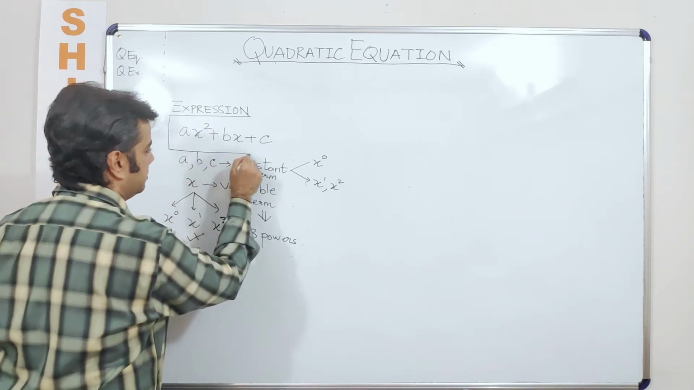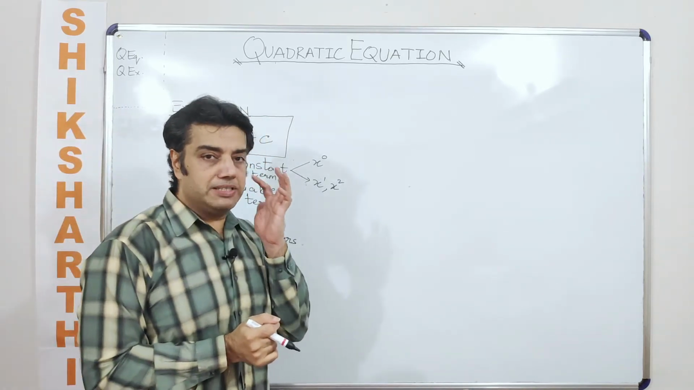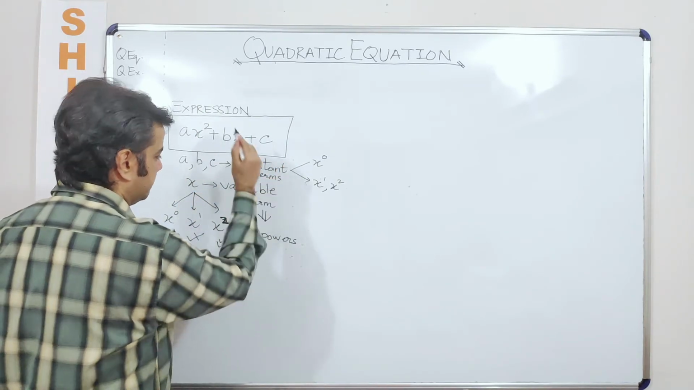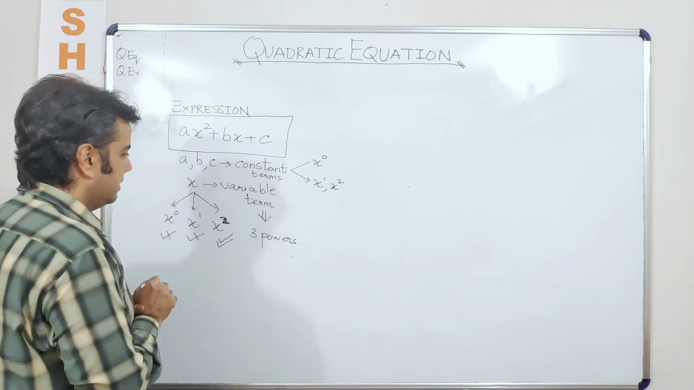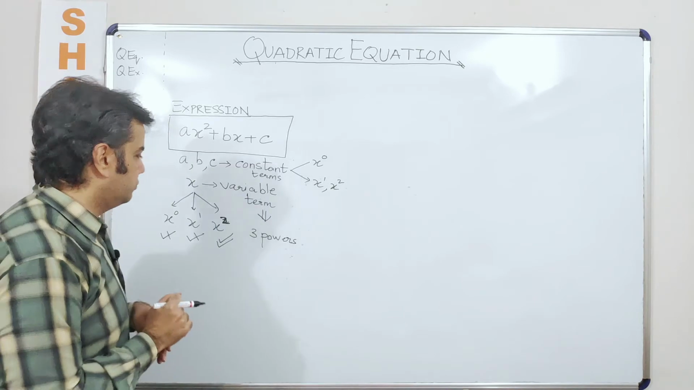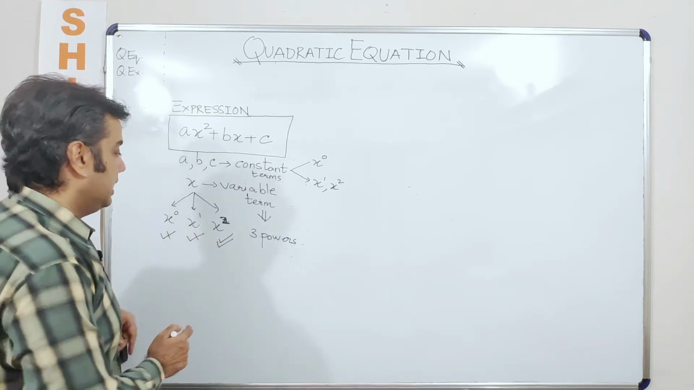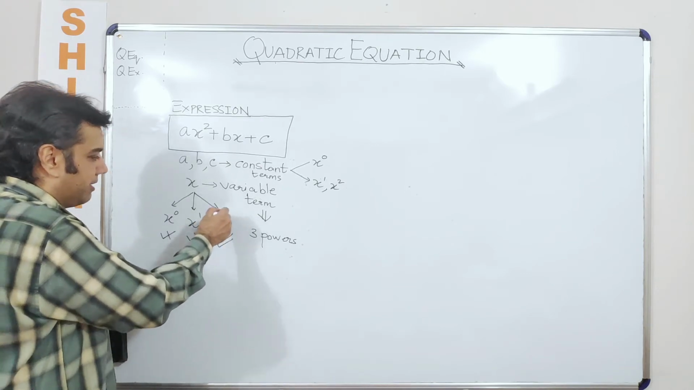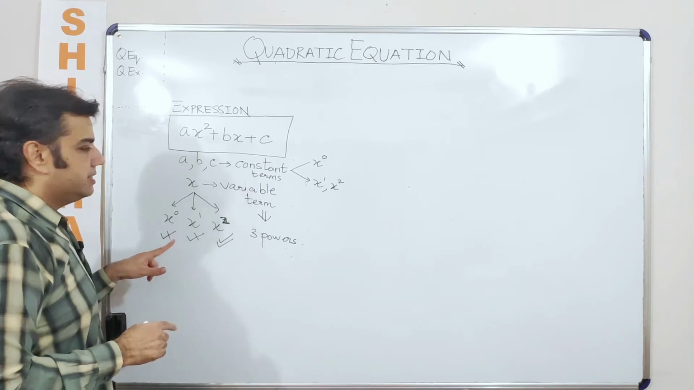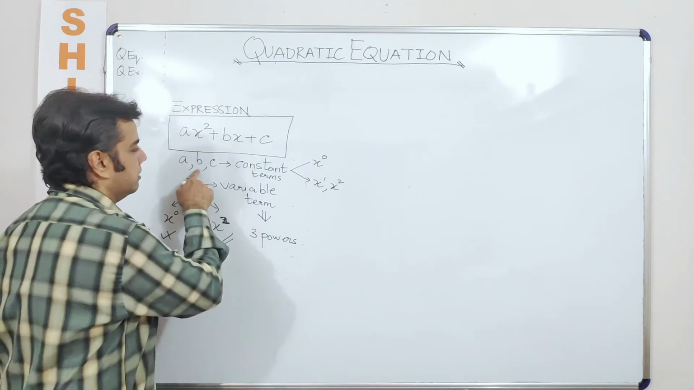I repeat, what is a quadratic expression? An expression which is written in the basic form of ax square plus bx plus c, where a, b, c are constant terms, x is a variable term. Now how many powers of x are used in a quadratic expression? 3 powers of x are used. Which are those 3 powers? X to the power 0, x to the power 1, x to the power 2, in which the maximum power will always be there, and these 2 powers may or may not be there. Right?